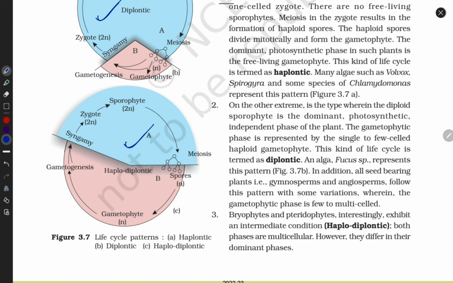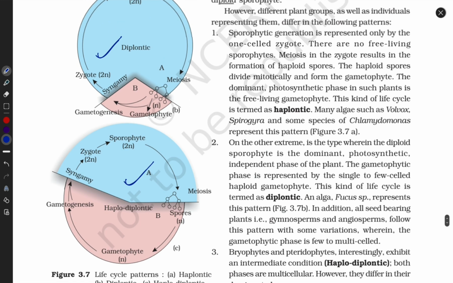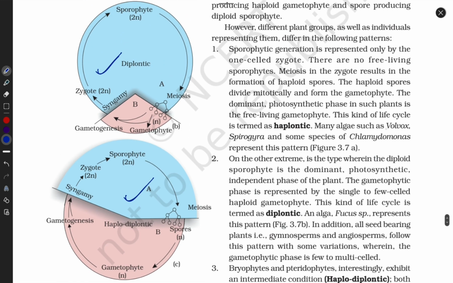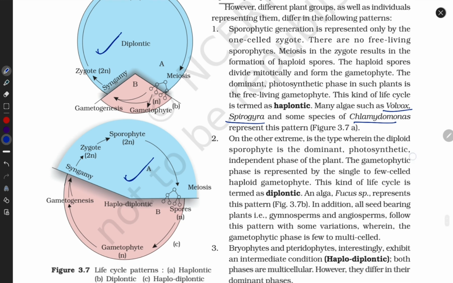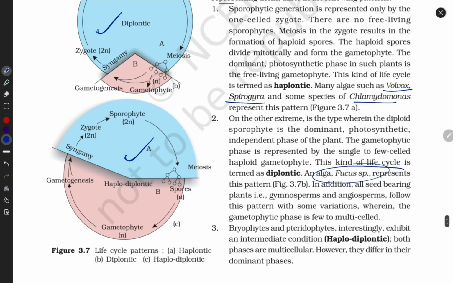And you are very familiar with this: what is a spore, what is a gamete, what is a zygote. From the examination point of view, they ask which kind of pattern Volvox, Spirogyra and Chlamydomonas represent, so you have to remember the examples. According to your competitive examination, you have to remember who shows which kind of plant cycle.